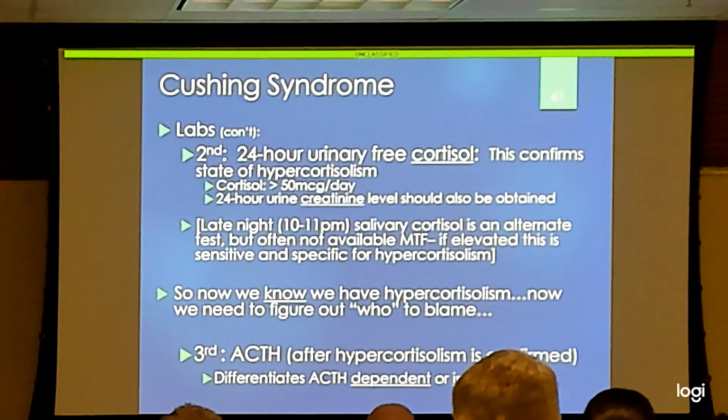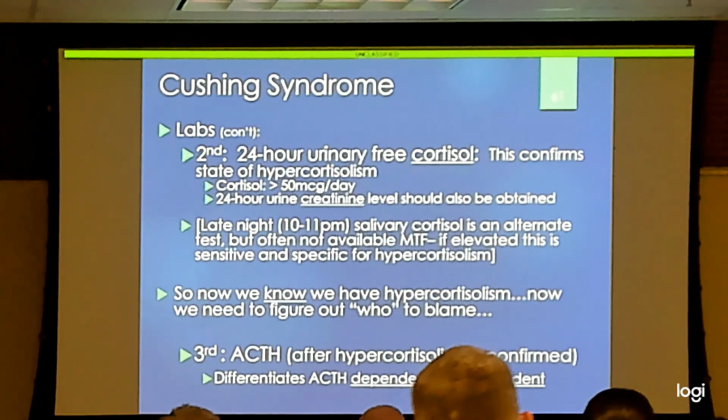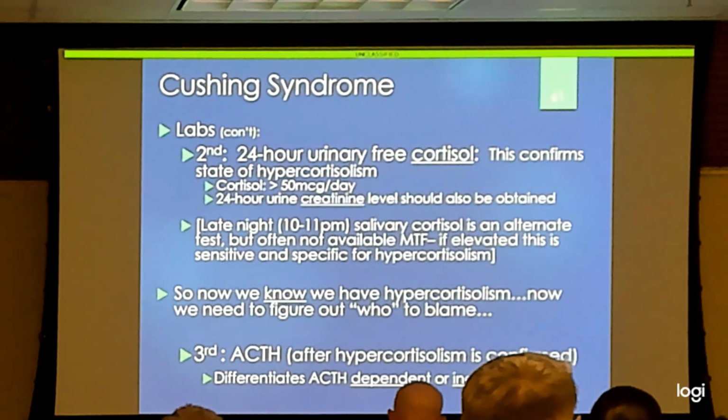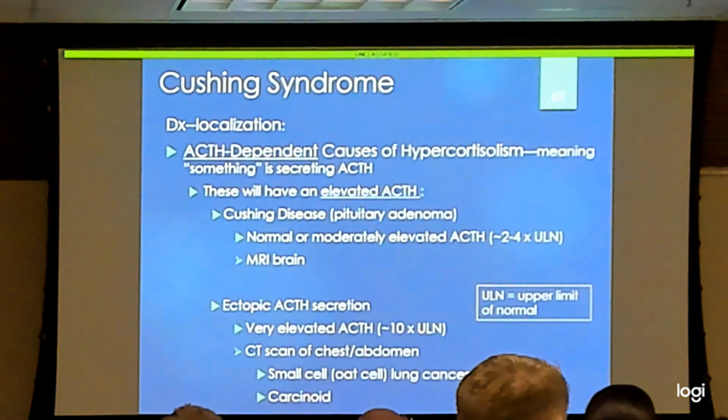MRI of the brain. Exactly, MRI of the brain. Pituitary. So if I suspected that this person has 10 times the upper limit of normal ACTH, insanely elevated, and cortisol, hypercortisolism, both things crazy elevated, what study would I do in this patient?